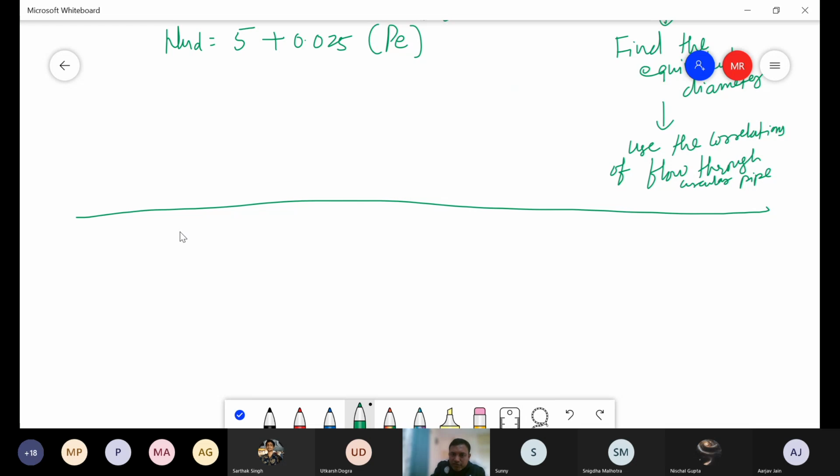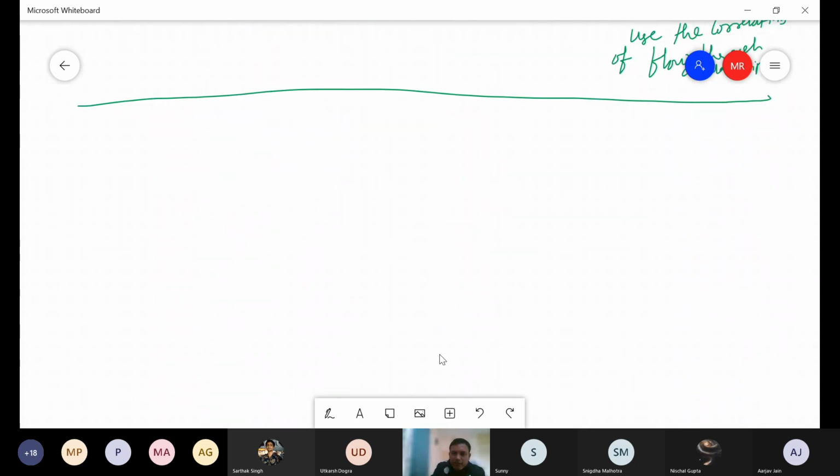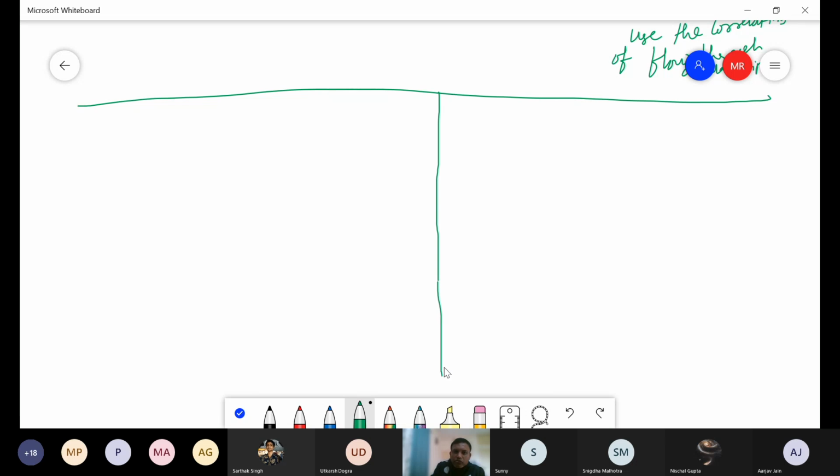So maybe I will just bifurcate this entire thing. So this is the inner tube, and this is the annular region. First thing in the inner tube is we have to find out the Reynolds number.